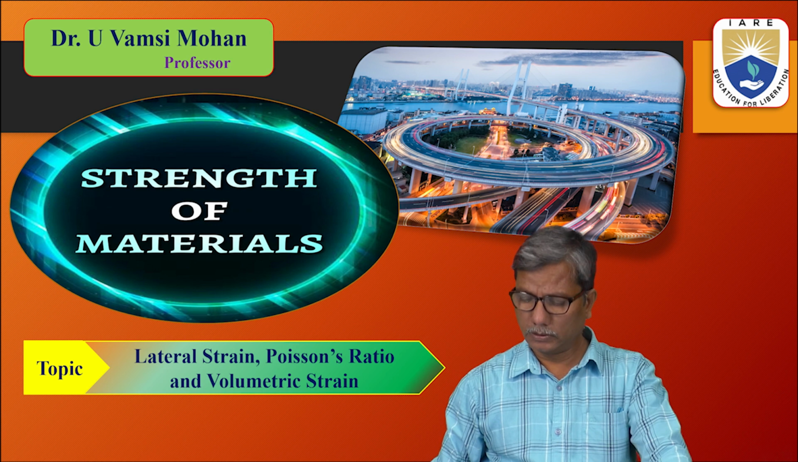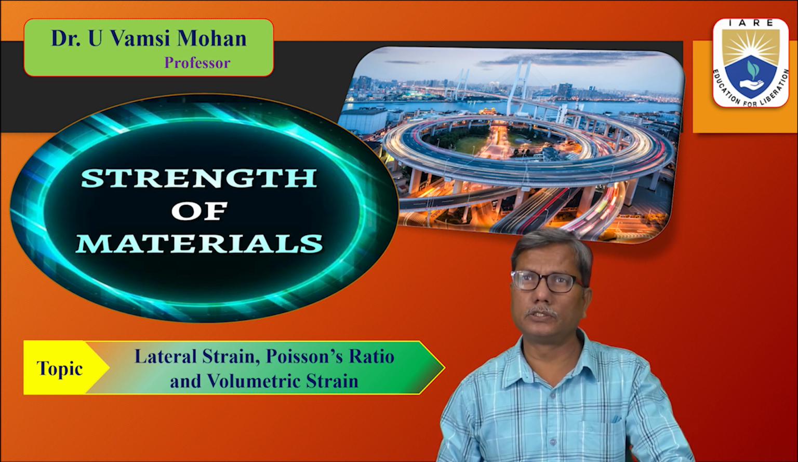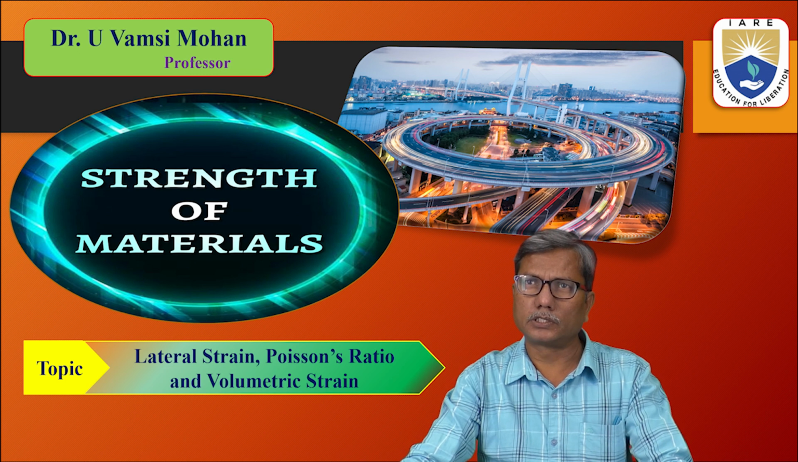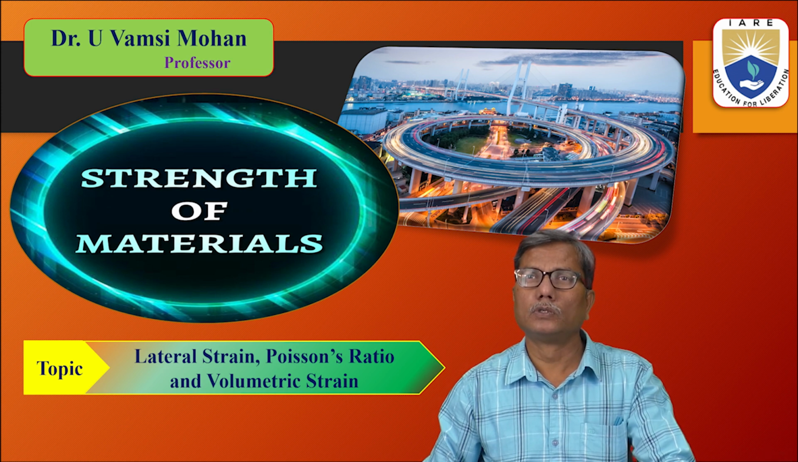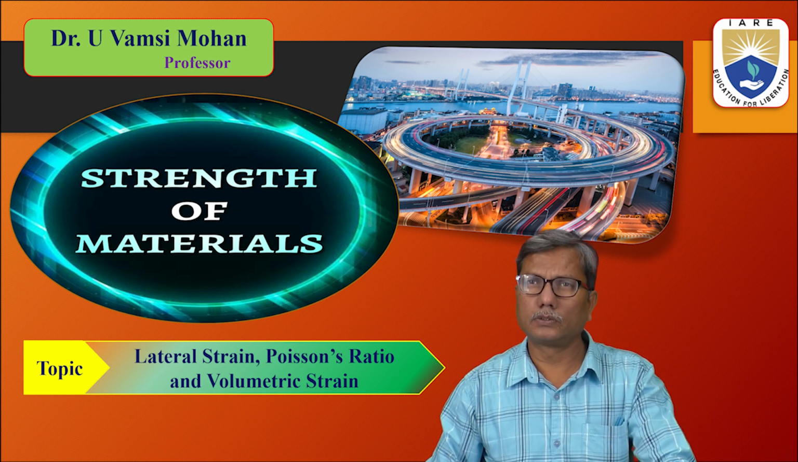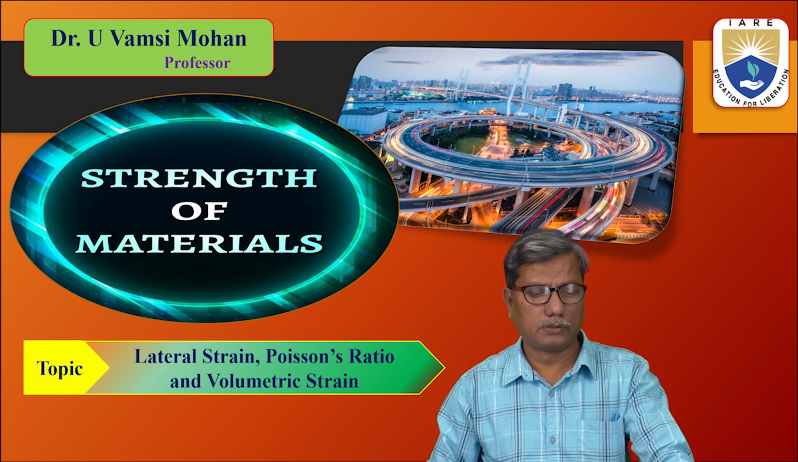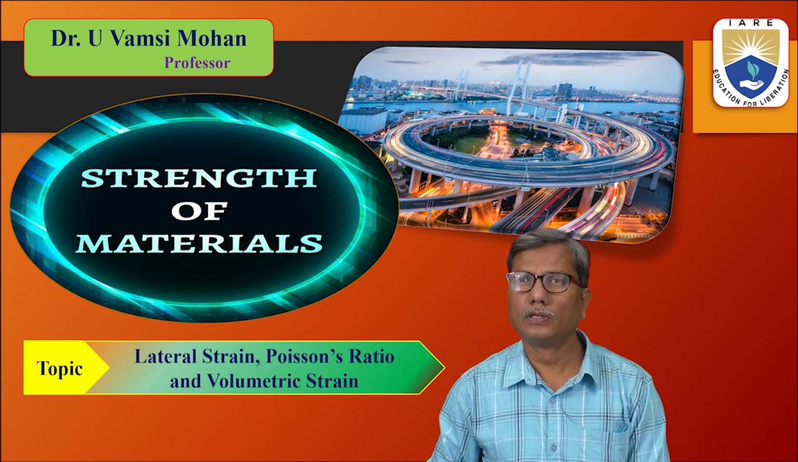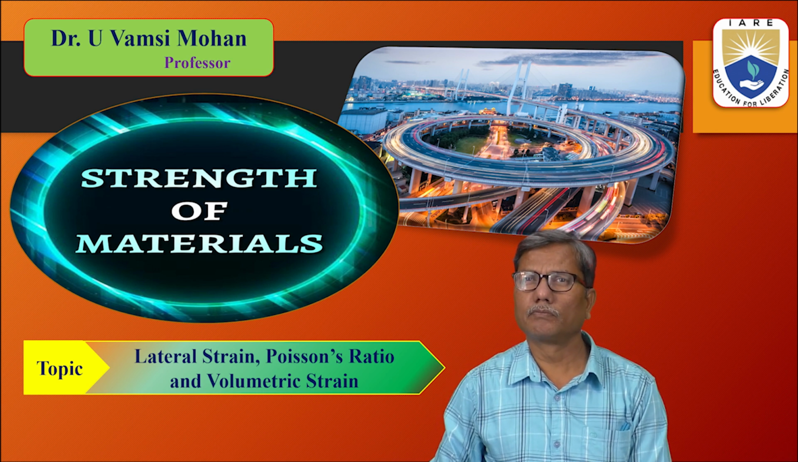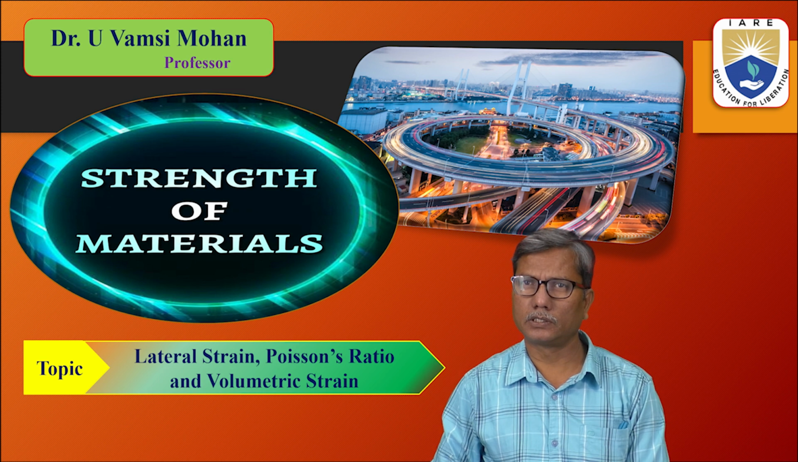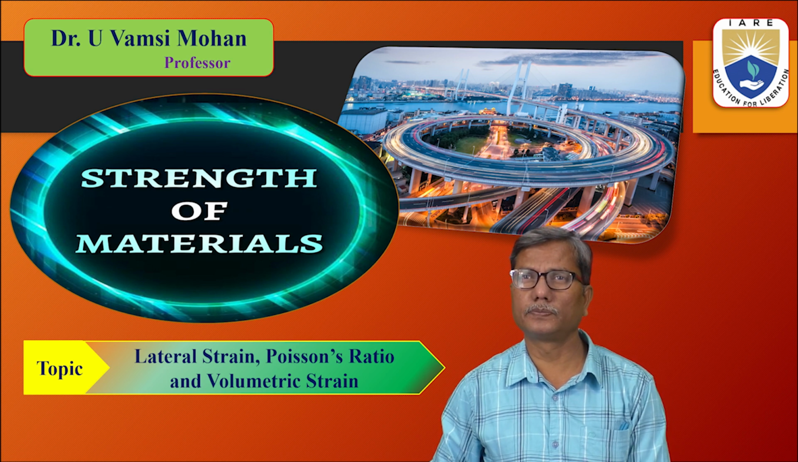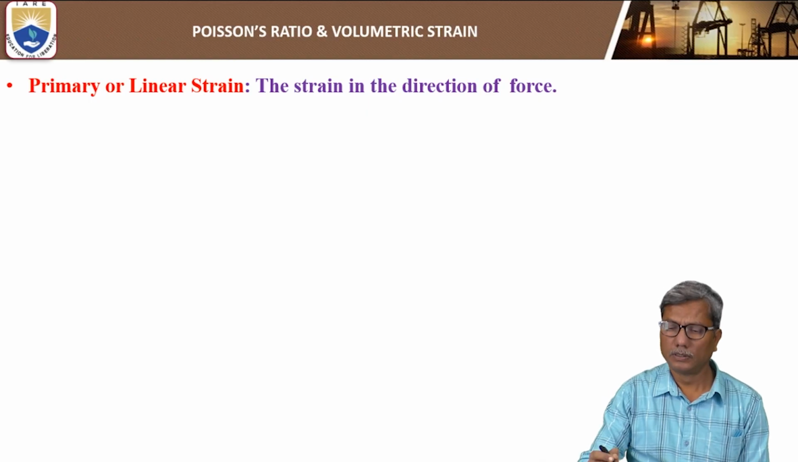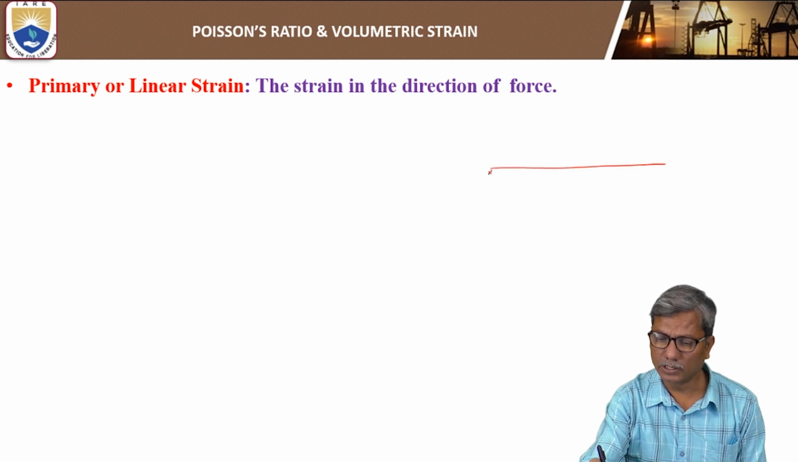In today's session, we'll be discussing Poisson's ratio, volumetric strain. So, we know that when a member is subjected to unidirectional stress, it will be subjected to some elongation in the direction of stress.